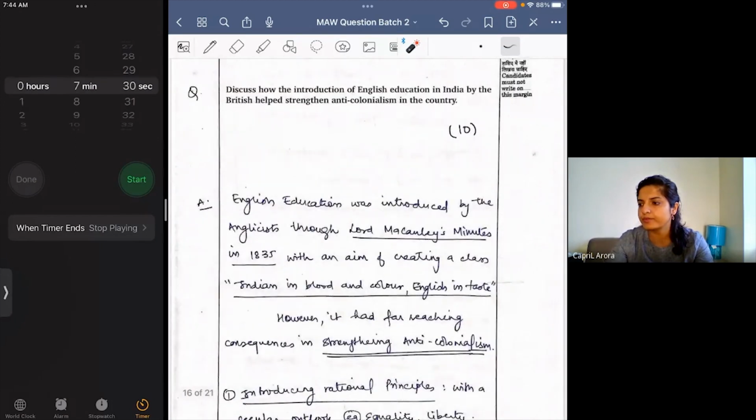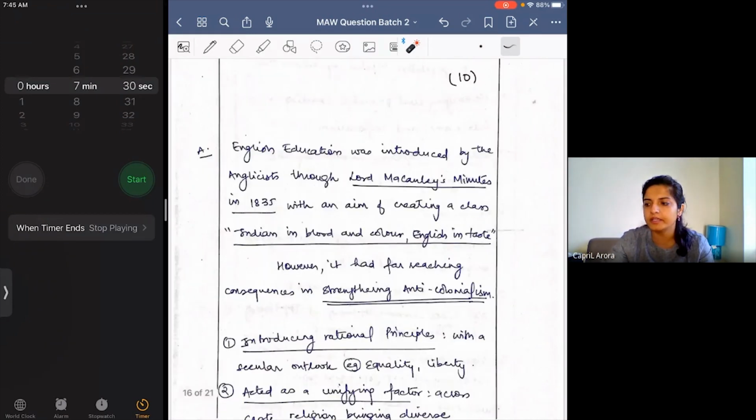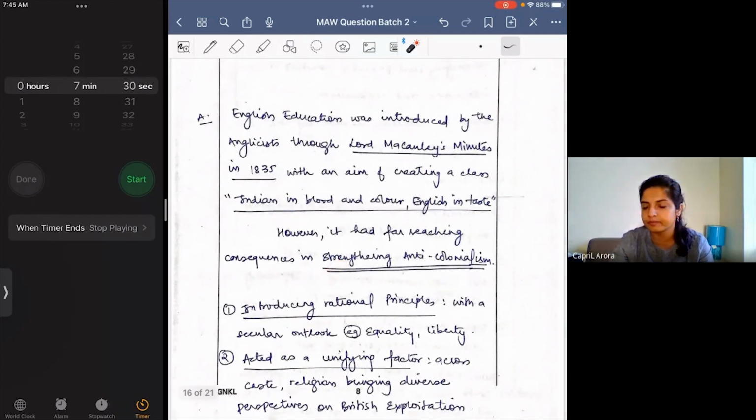English education was introduced by Anglicists through Lord Macaulay's minutes in 1835 with an aim of creating a class of Indians in blood and color, English in taste. See, these quotes that are given in Spectrum go a long way in enriching your answers. Once you are done with this ancient exercise, we will take up the modern history Spectrum and what you have to specifically read from the modern history book. The book that you're following for prelims is the best book for your mains. We'll discuss that. However, it had far-reaching consequences in strengthening anti-colonialism.